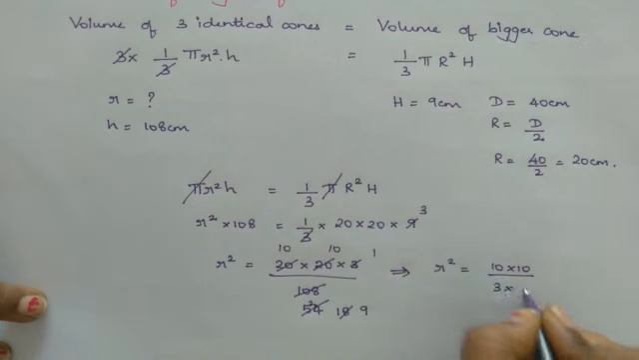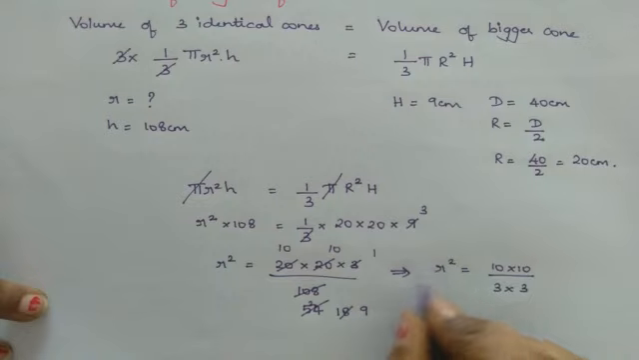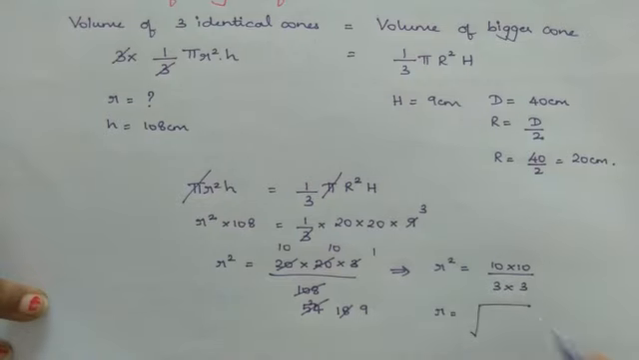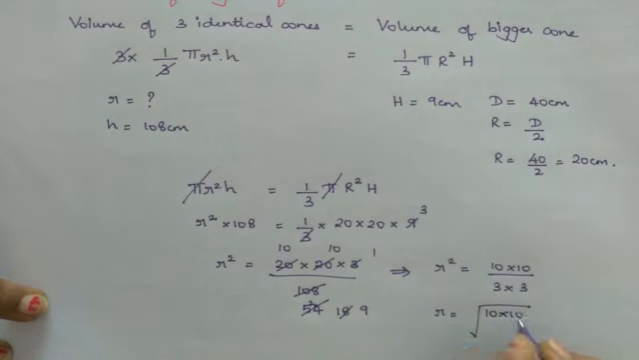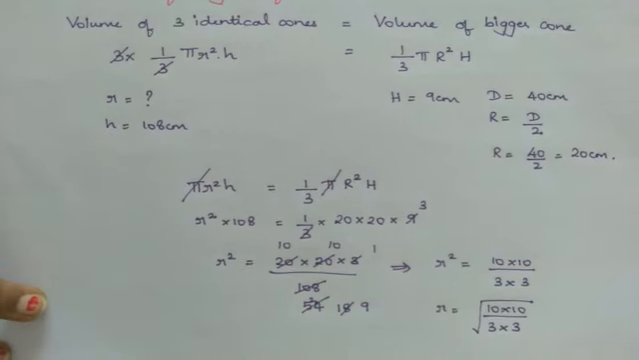Can we write 9 as 3 into 3? Yes, that's possible. So r will be equal to the square root, since the square goes to the other side as square root. So square root of 10 into 10 by 3 into 3. Inside the square root, two identical numbers are combined and we write a single number outside the square root. For two identical 10s, write a 10. For two identical 3s, write a 3. So 10 by 3 centimeter. This will be the radius of each of the 3 smaller cones.